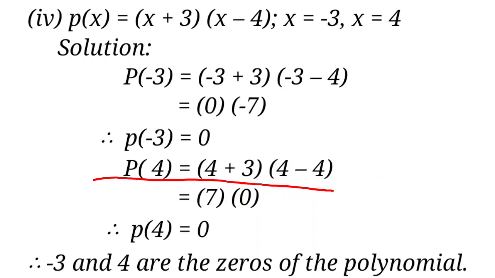Then put x is equal to 4. Then p of 4 is equal to 4 plus 3 into 4 minus 4. Then 7 into 0. Therefore, p of 4 is equal to 0. Hence, minus 3 and 4 are the zeros of the polynomial.